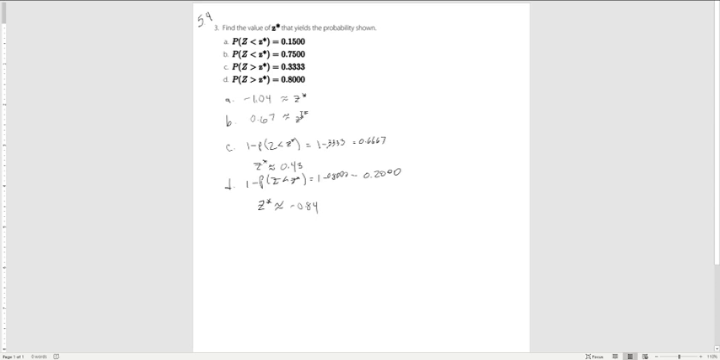Getting this backwards thing going is something you need to remember as well, because we can look for the probability and go back and find the value it came from.